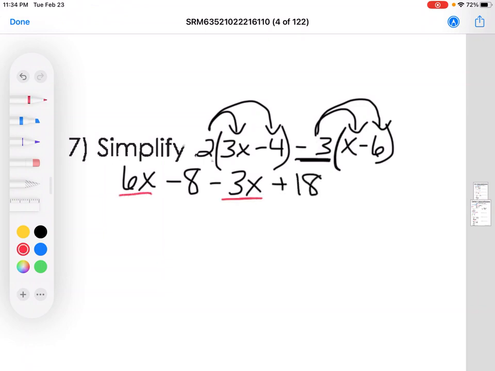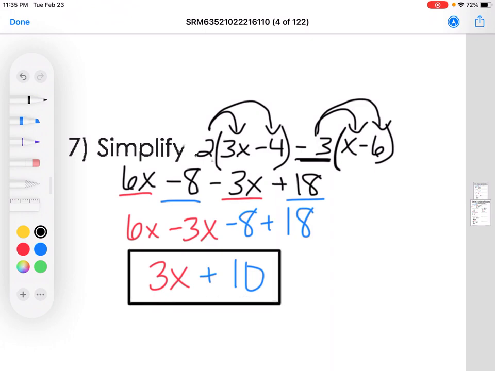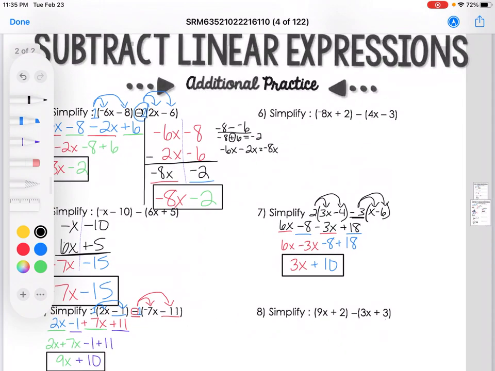So now I want to combine my like terms to simplify. So I have 6x minus 3x, minus 8 plus 18. So 6x minus 3x would simplify to 3x, and negative 8 plus 18 would simplify to positive 10. So that would be your simplified answer. So it really doesn't change your steps when you're using the distributive method for adding and subtracting linear expressions.